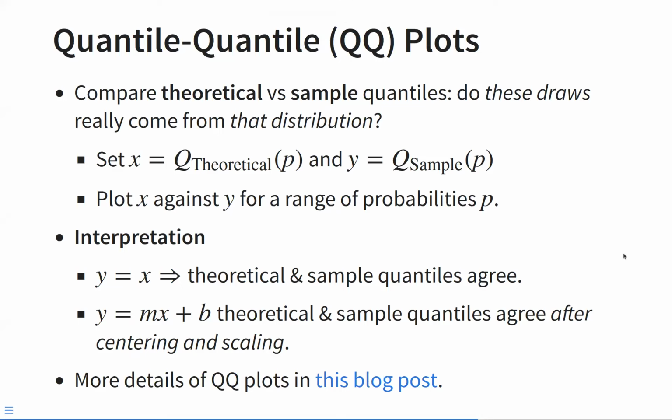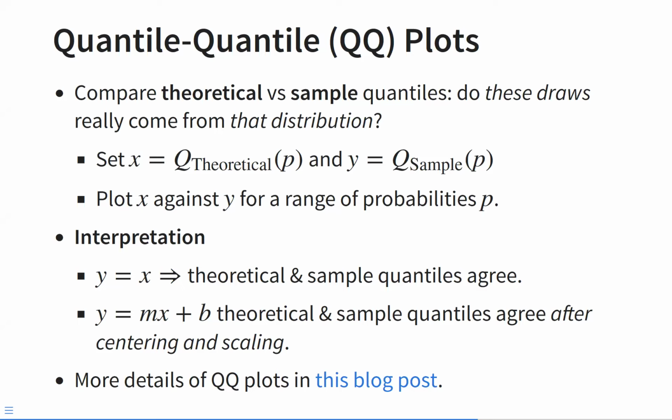So the idea of a QQ plot is to compare theoretical versus sample quantiles. We want to ask the question, do these supposedly random draws really come from that distribution? We can also use it to ask if two sets of draws come from the same distribution, but in this instance, we're going to ask whether some sample quantiles match some theoretical quantiles.